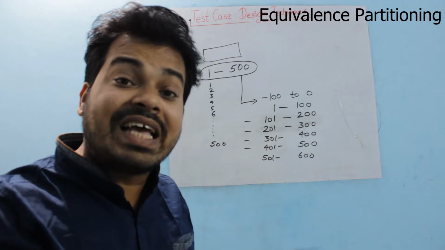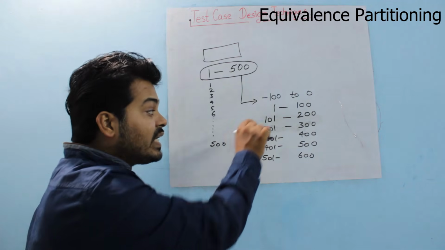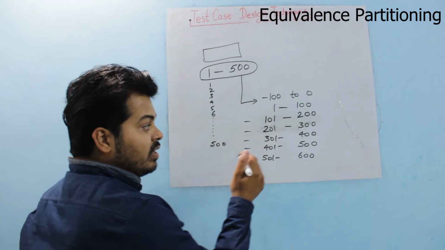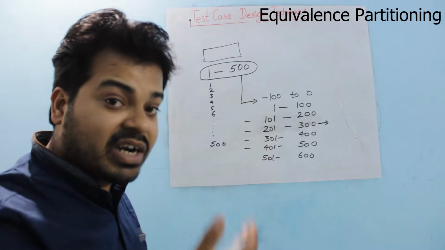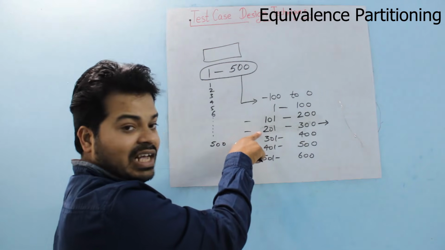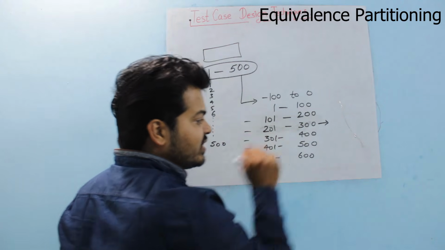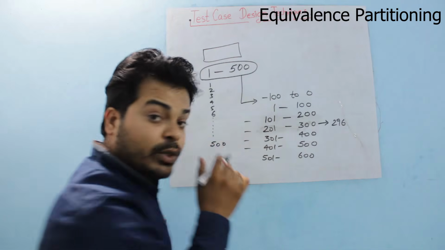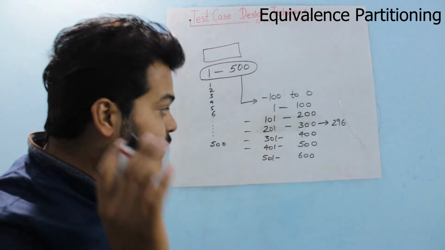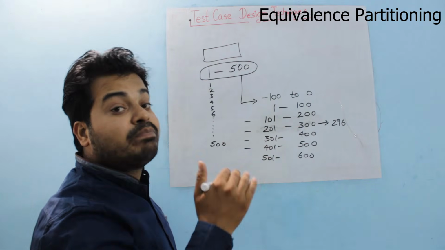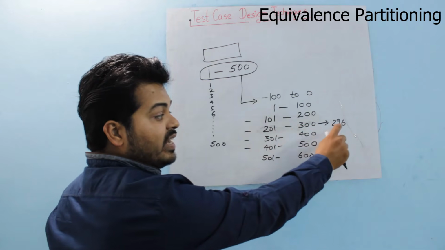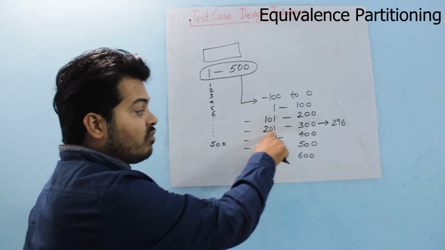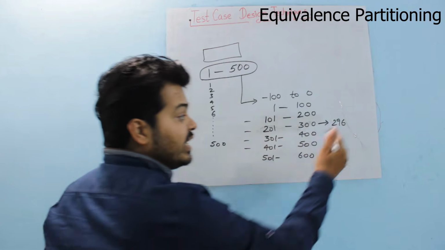If it is accepting, that means the whole class will accept those values in that text field. For example, if you take the class 201 to 300 and enter any digit, let's say I'm entering 296, when you enter it, it is accepting. It means that the whole class is pass. It means all of 201 to 300 it will accept. That means it is pass.